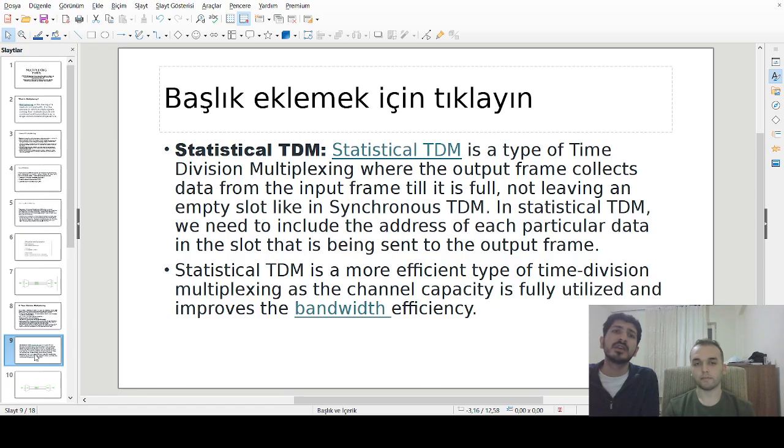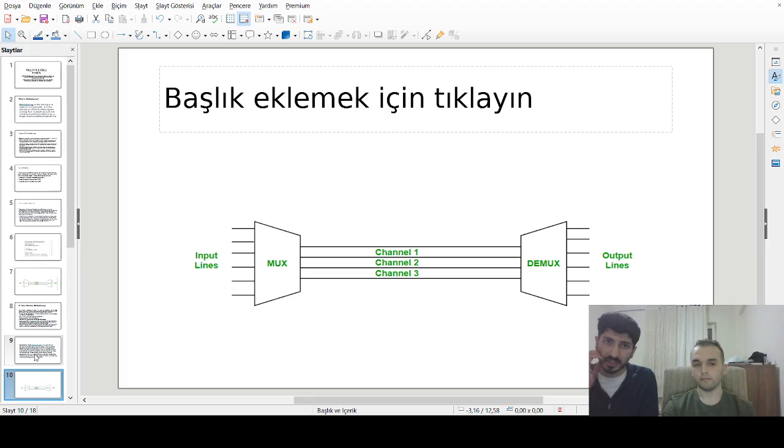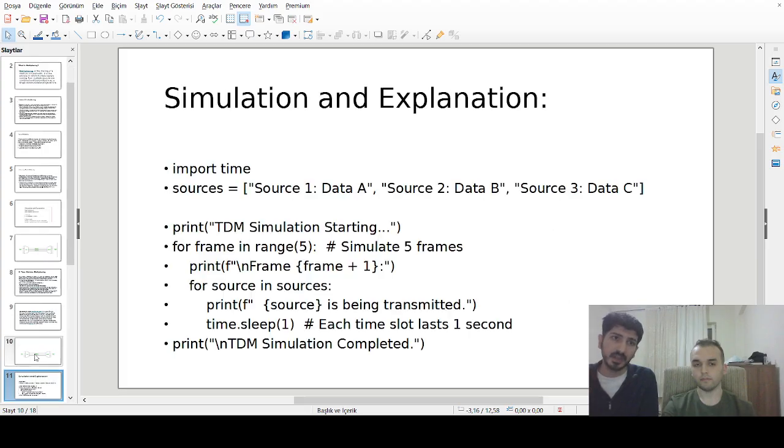Statistical TDM is a type of time division multiplexing where the output frames collect only the filled slots, unlike in synchronous TDM. In statistical TDM, we need to include the address of each particular data in the slot that is being sent to the output frame. Statistical TDM is a more efficient type of time division multiplexing as the channel capacity is fully utilized and it improves the bandwidth efficiency. This is the representation of TDM.